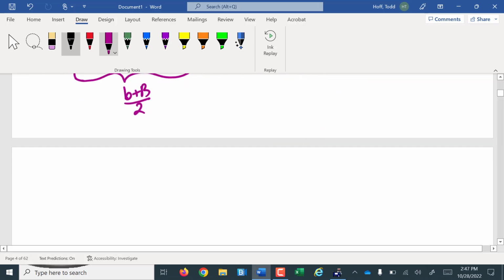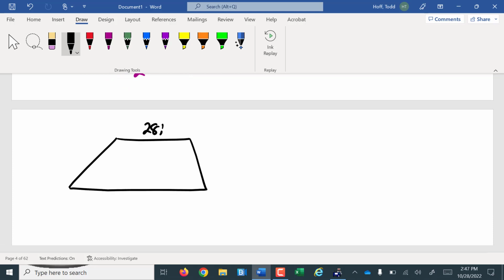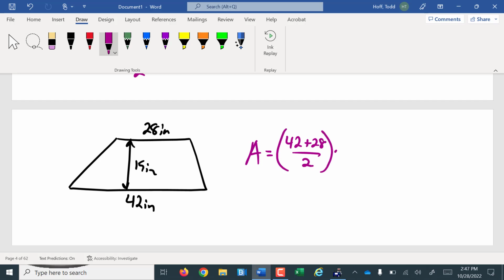So let's put some numbers in this. Let's call this 28 inches. Let's call this one 42 inches. And give this distance across here 15 inches. So the area, what are my two bases? 42 and 28. So I add them together and divide by 2 times my height of 15.